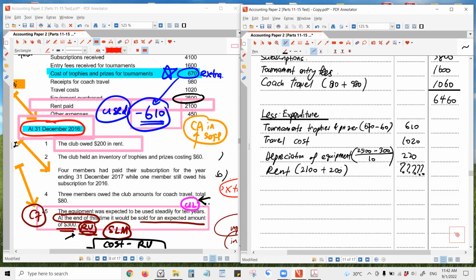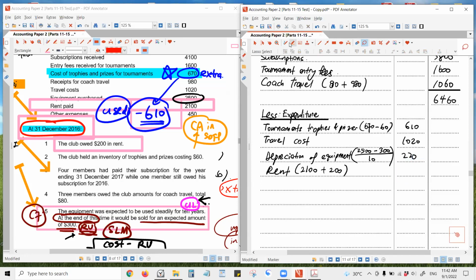Let me repeat again. In the current year, you have paid a total of 2,100 for rent. And then somebody tells you that at the year end, you still owe 200. Why do you still owe 200? Because you have not paid. That means how much should you actually pay? 2,300. Logical, yes.